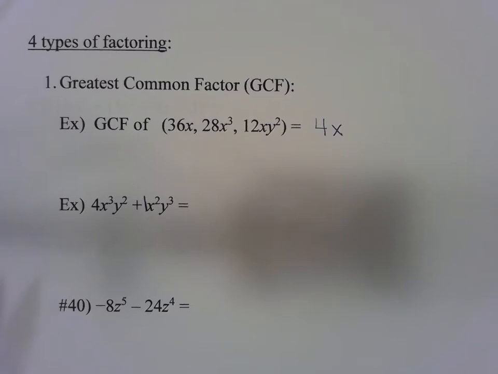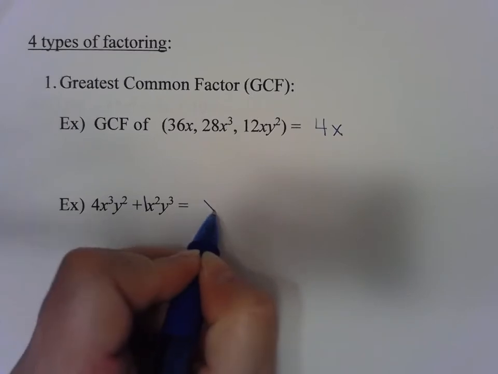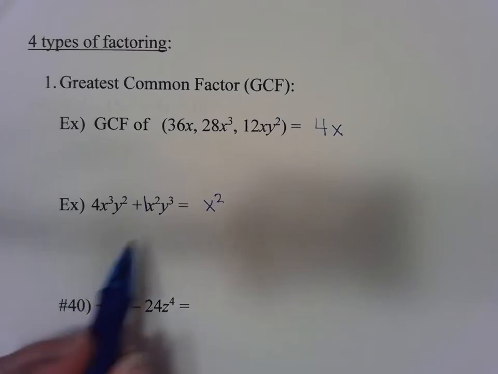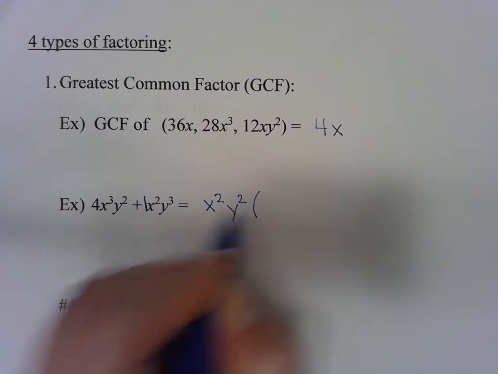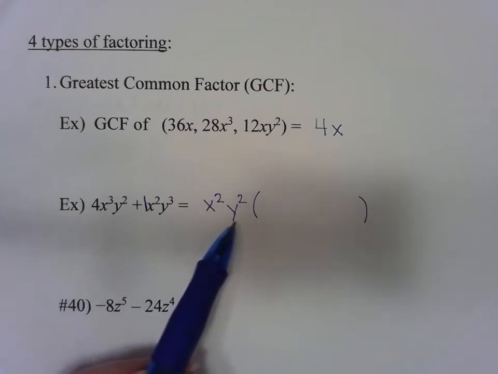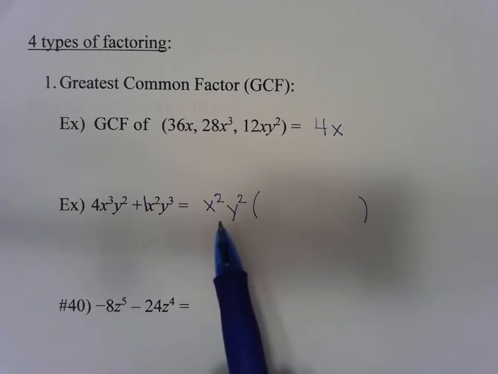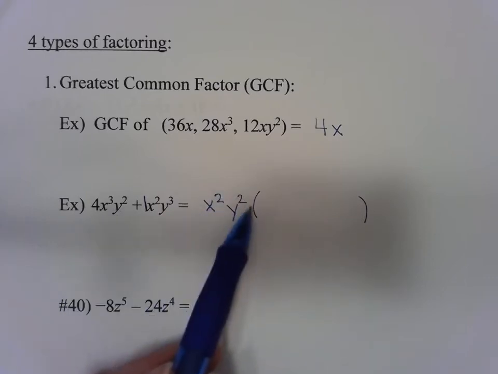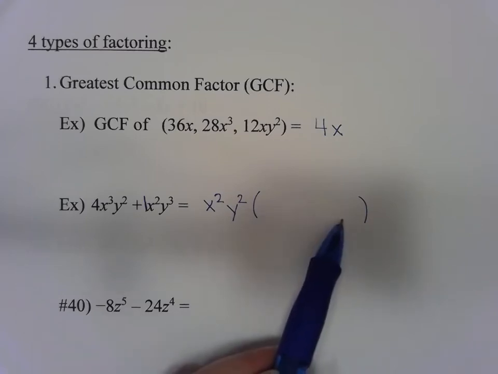So now let's move to the variables. How many x's do they share? They both have at least 2 x's. How many y's do they share? They both have at least 2 y's. So this is the greatest common factor, and we usually put it on the outside of the parentheses. And when we do that, because we're going backwards with multiplication, we're reversing, right? Essentially, we're going to divide each of these terms by the common factor. And we're going to list what's left from each term in the parentheses.